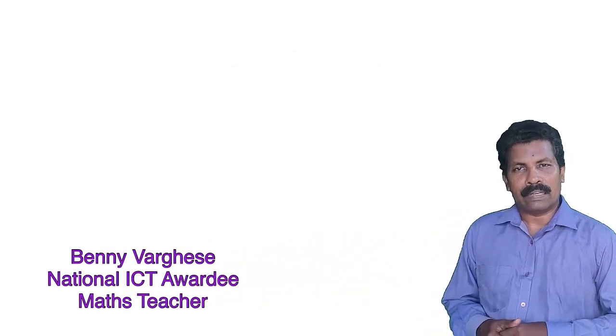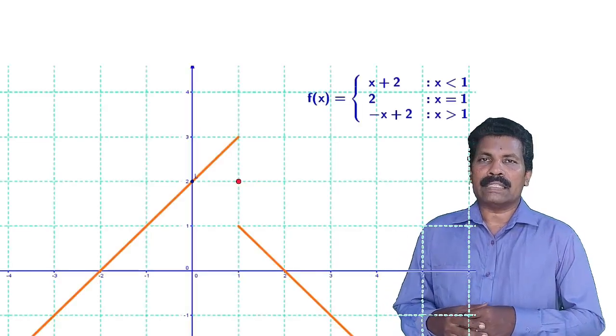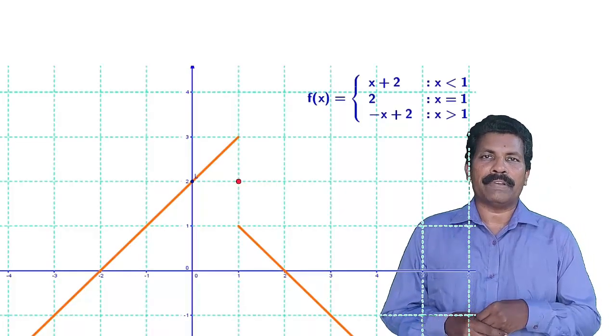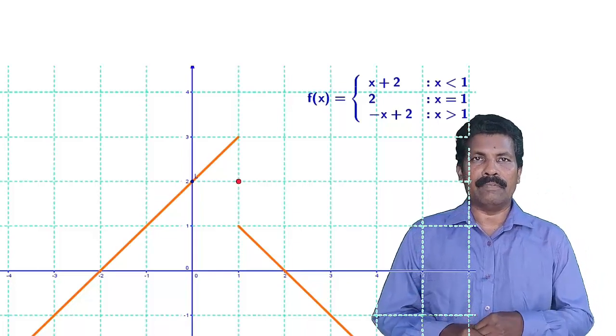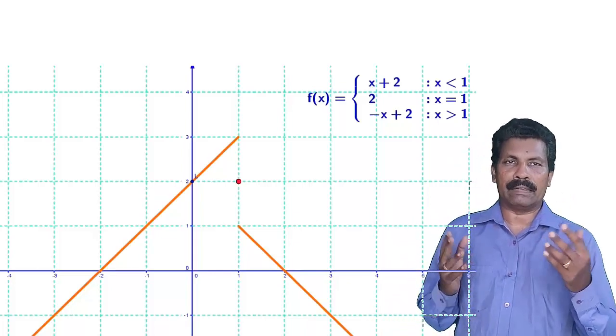Hi, today let us learn about the concept of continuity. We already learned in 11th class about the left hand limit, the right hand limit and the limit of a function. Now let us consider a function here: f of x is equal to x plus 2 when x is less than 1, 2 when x is equal to 1, and negative x plus 2 when x is greater than 1.